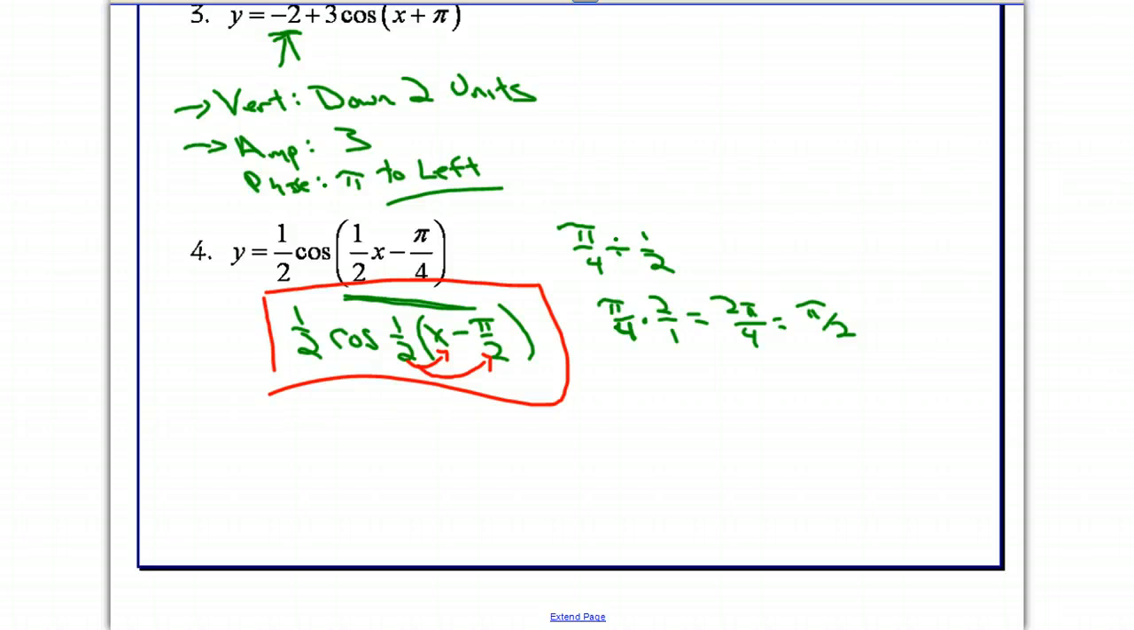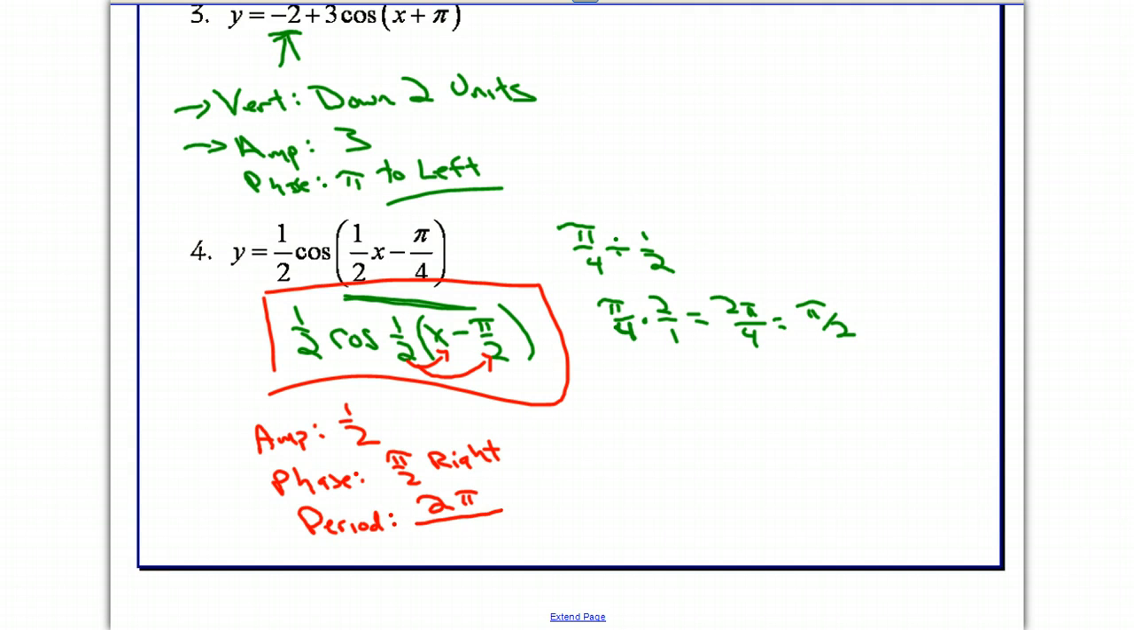And once it's in this form, I can see what's the amplitude? 1/2. What's the phase shift? Looks like it's pi halves to the right. And now finally I've got a number in there with the x, and it's a 1/2. So the period, normally it's 2 pi. I divide by that number. I divide by the 1/2. How do you divide? Multiply by the reciprocal. And so the period now is going to be 4 pi. This graph is going half as quickly. It's going to take twice as long. So instead of 2 pi, the period is now 4 pi for this graph.